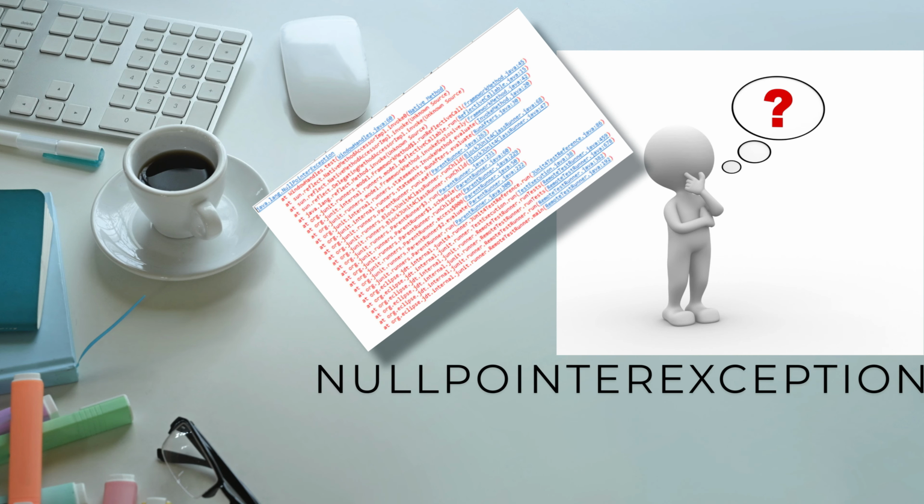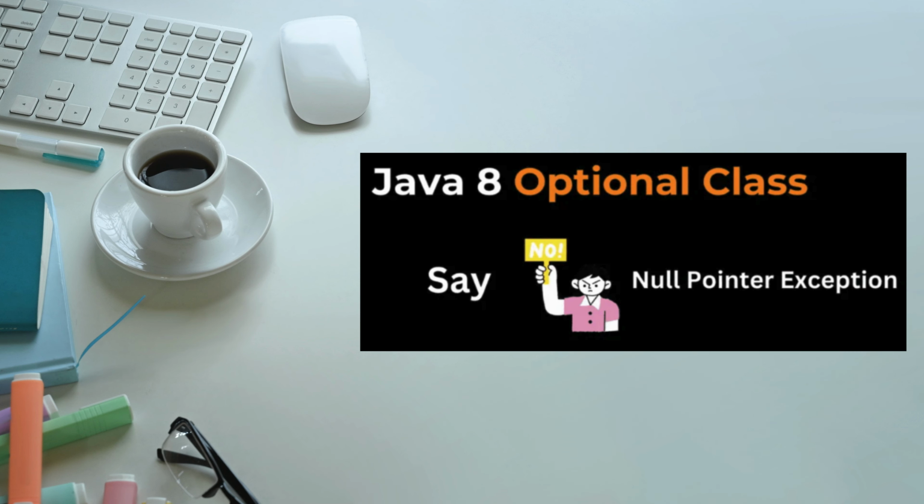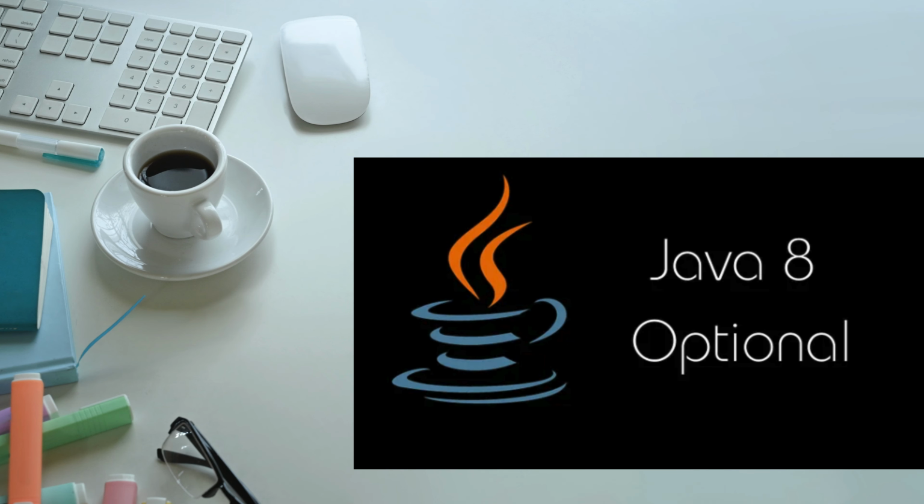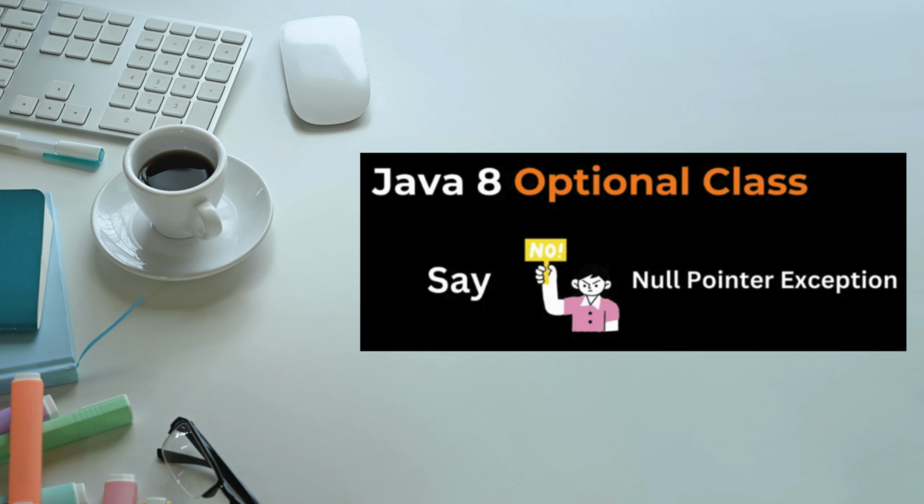Have you ever run into a null pointer exception error while coding in Java? It's really frustrating. But here's some good news. Java 8 has a tool to help avoid this problem: the Optional class. In this video, we'll look at what Optional is, why it's useful, and how it can make your code easier to read and safer to run. Ready to find out more about Optional?